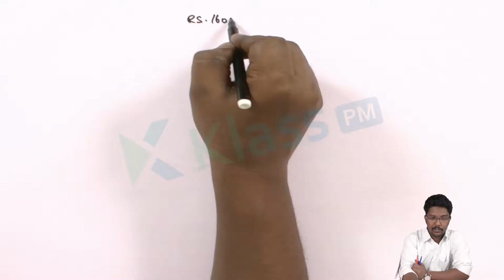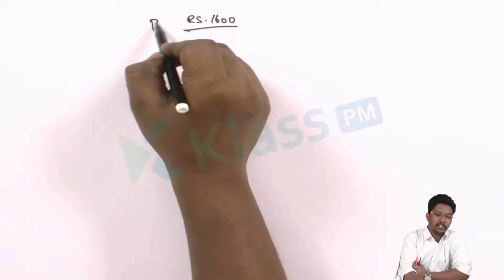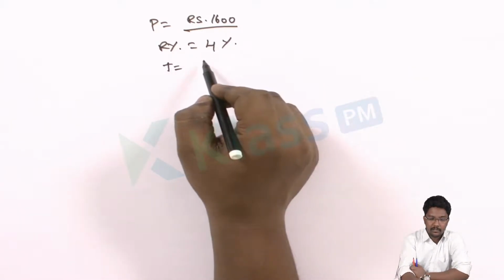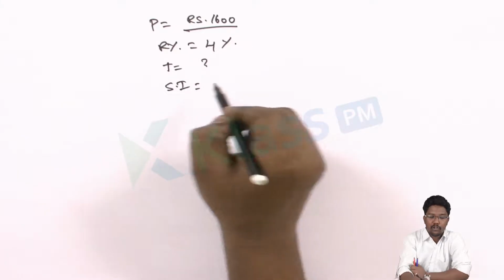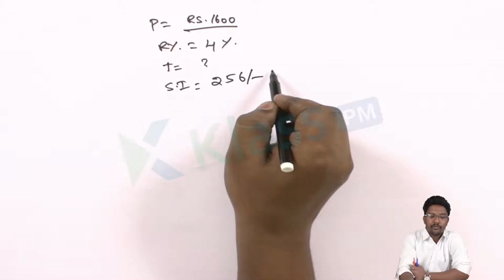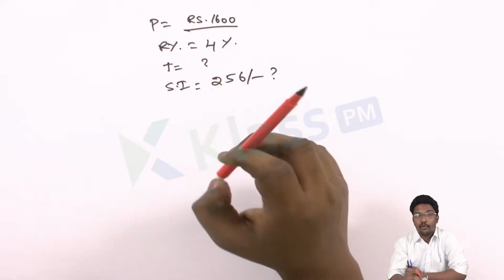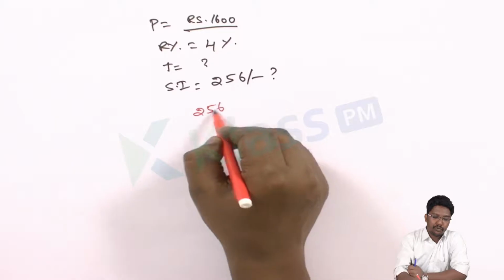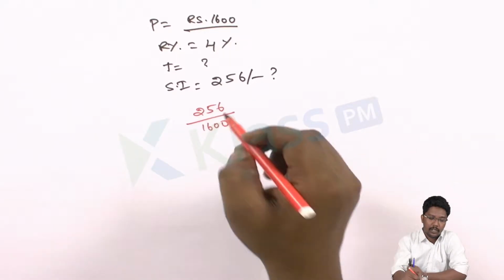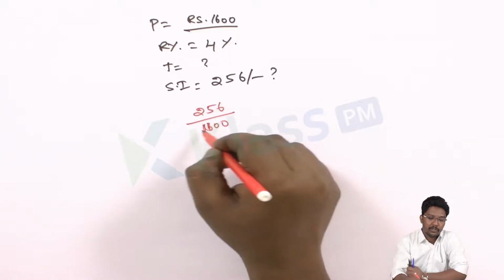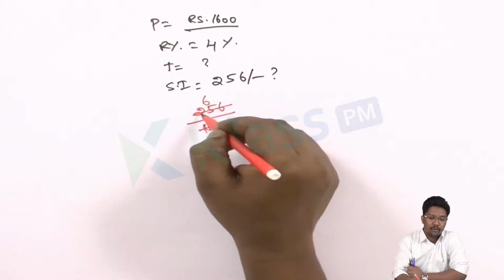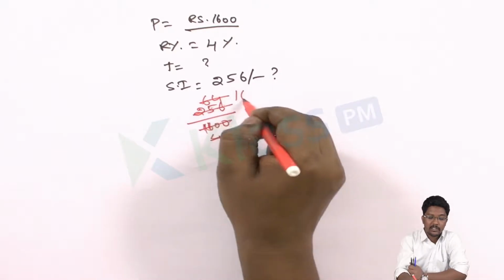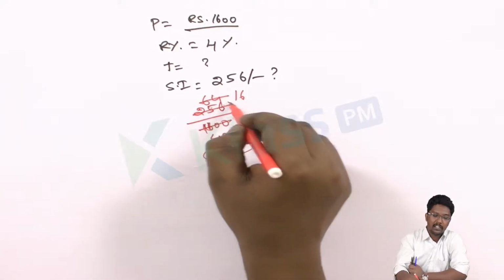Consider another problem. 1,600 rupees is my initial amount, means principal. Rate of interest is 4%. Then the time period we have to calculate. The simple interest, or extra money I am paying, is 256 rupees. The simple interest at the rate of 4% per annum becomes 256 rupees. Simple. Either you calculate 256 by 1,600 rupees. 4 400s are, 4 6s are, 4 4s are again, 4 100s are, 4 16s are. So for every 100 it is 16%.